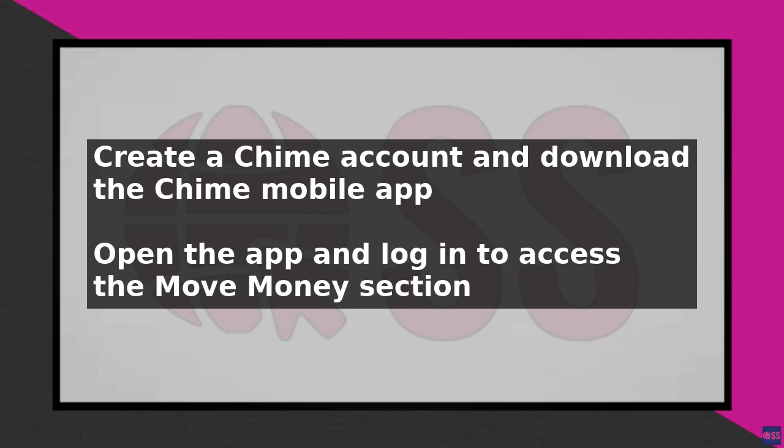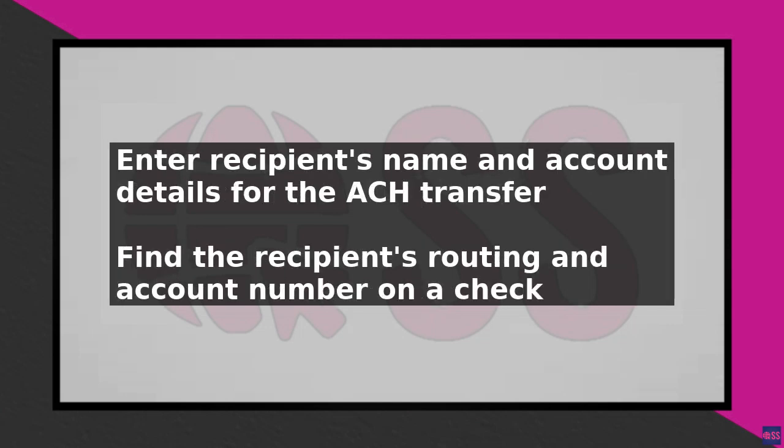Navigate to the Move Money section, where you will find the option to send money. Select the Send Money option and choose the account you want to send money from, such as your Chime spending account. Next, you will need to enter the recipient's information, including their name and account details.